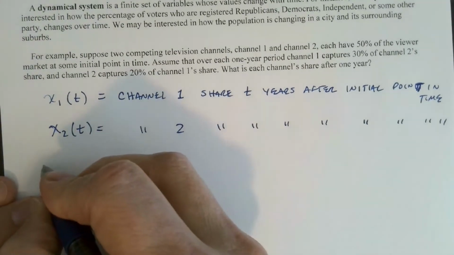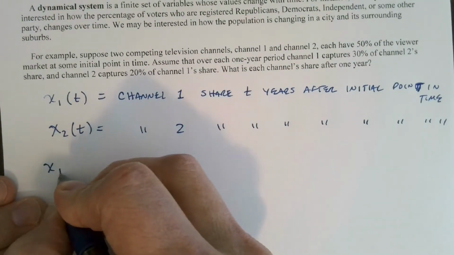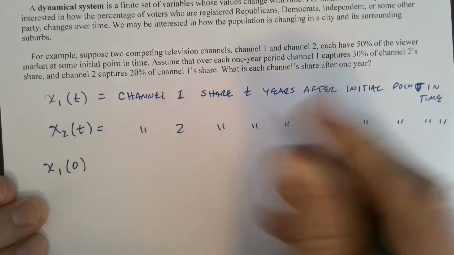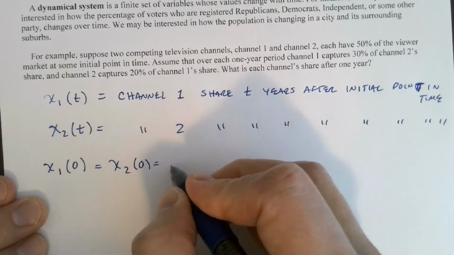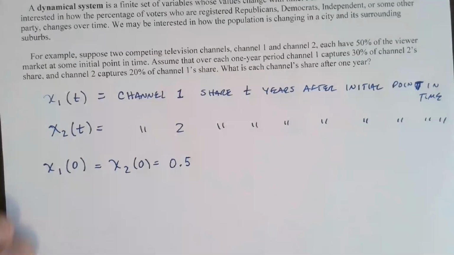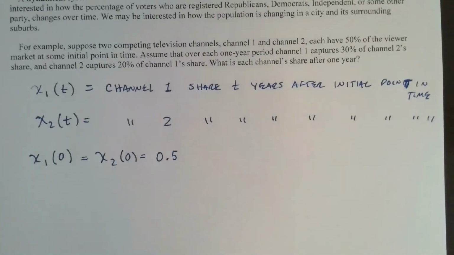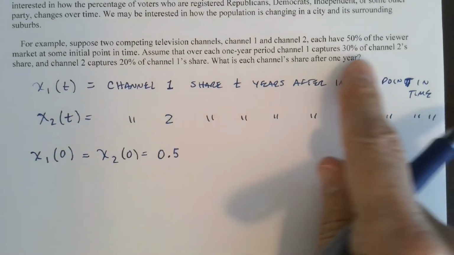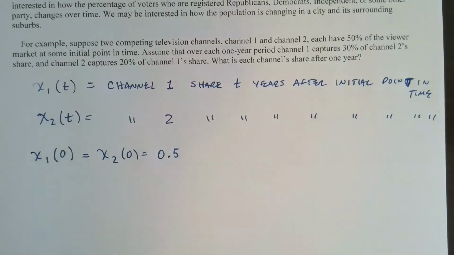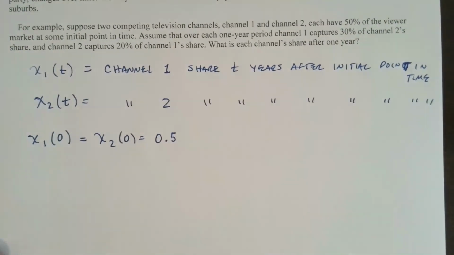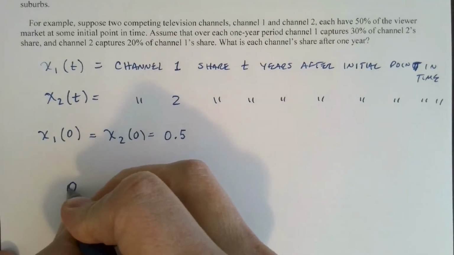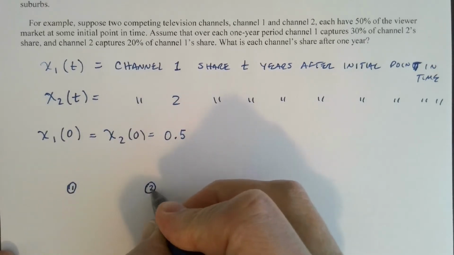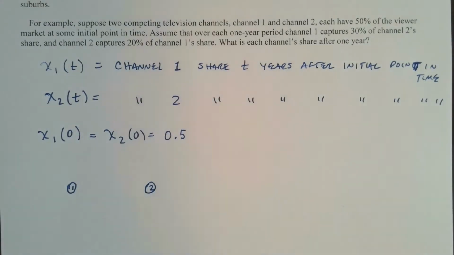Okay, so what do we know from the problem? First of all, initially at time 0, right now, each has 50%. So both of these quantities are equal to 50%, or 0.5. Now, each year we're going to assume some viewers switch allegiance, so to speak, from one channel to another. And I'm going to do this with a diagram. There are only 2 channels, so it makes the diagram very simple. This will be channel 1 over here, and this will be channel 2 over here.